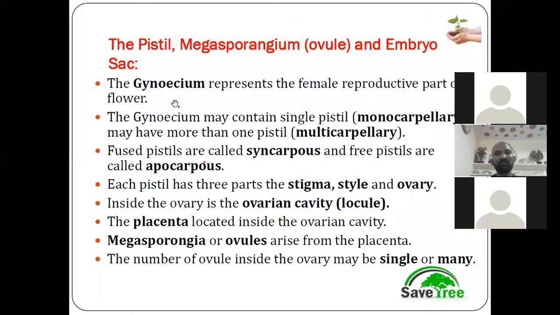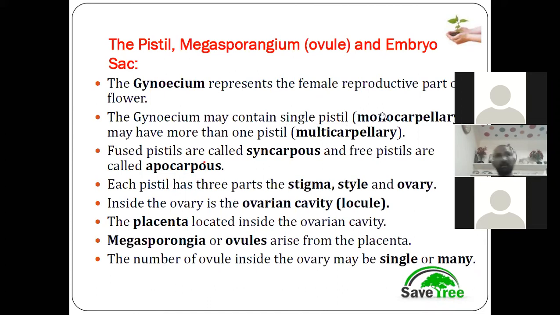The gynoecium mainly depends upon the pistil. If it is a single carpel, it is called monocarpellary; bicarpellary, two carpels; tricarpellary, three carpels; tetracarpellary, four carpels; pentacarpellary, five carpels; and multicarpellary, a larger number of carpels. Depending upon the carpel number, if the gynoecium has a single pistil or single carpel, it is monocarpellary.